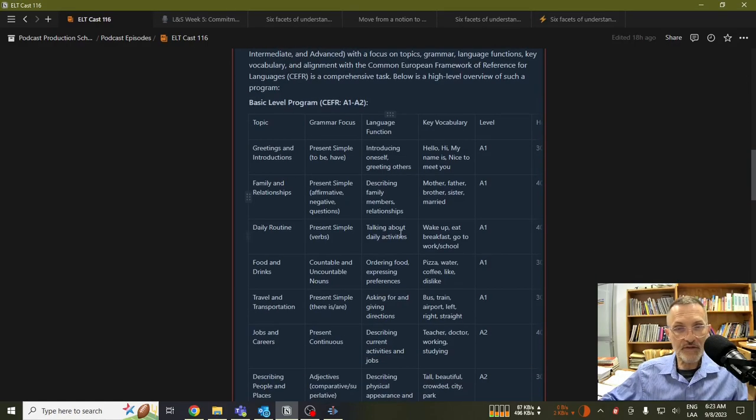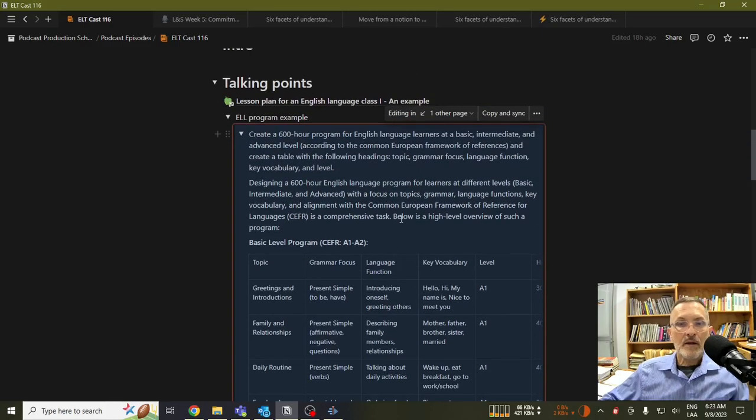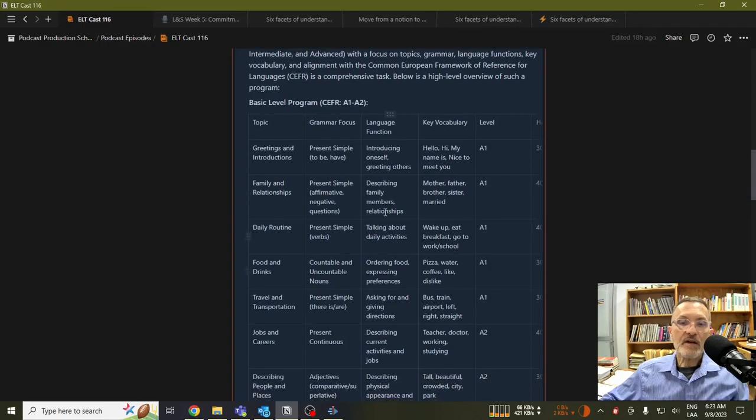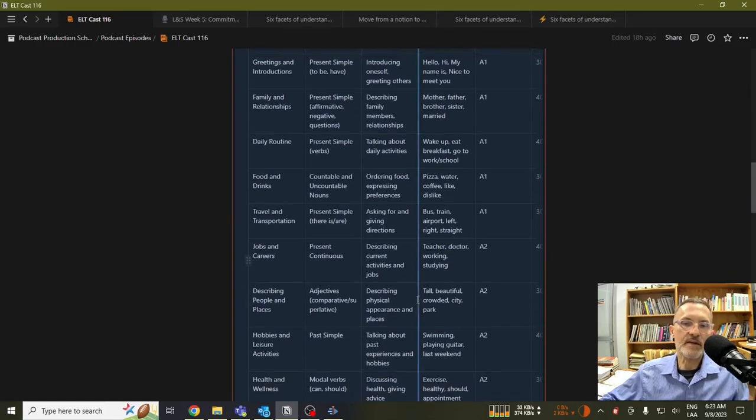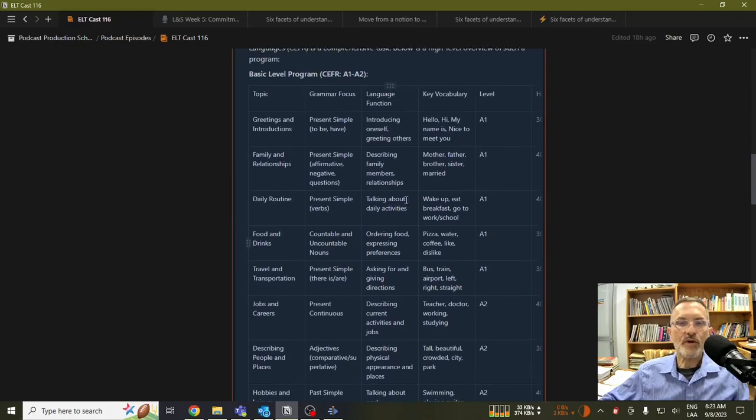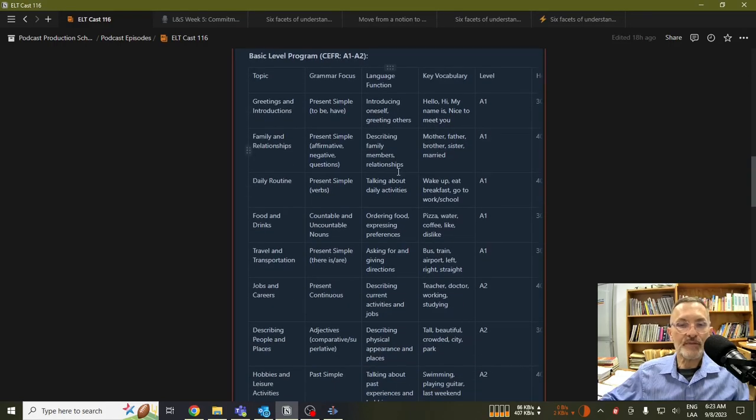Now the language function is a little bit different than the grammatical structure that you're focusing on. When you think about language function, think of key performance verbs. Now here you'll notice we have introducing, describing, talking about daily activities, ordering food, asking or giving instructions. This is where you're going to be looking for specific performance verbs that are going to be most appropriate for your lesson.